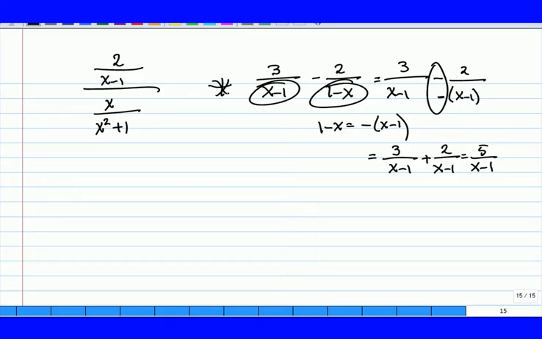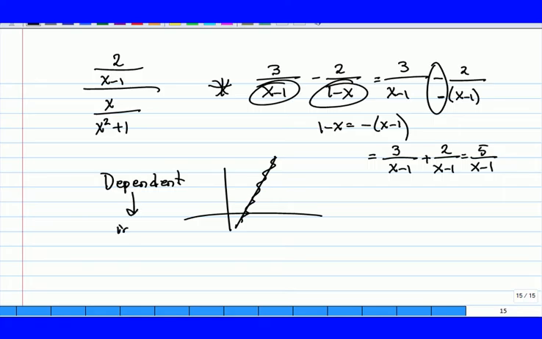Do you know dependent system, inconsistent, those words? I did ask that in multiple choice. Like dependent system, when you're doing simultaneous equations, what does that mean? Let's say 2 by 2, dependent system. You're going to have a line, and the other one is on top of it. It's not a separate line. Dependent system will have infinitely many solutions.